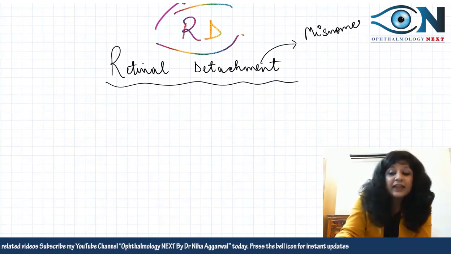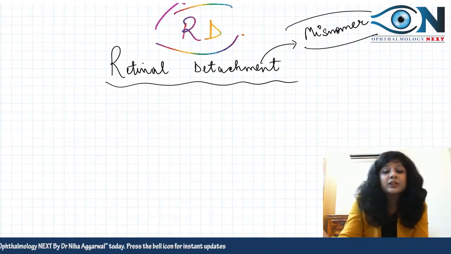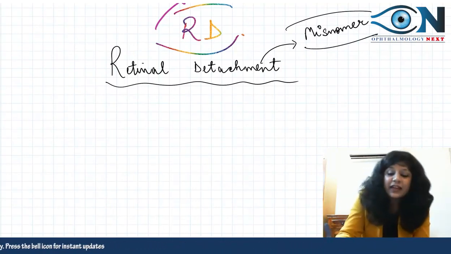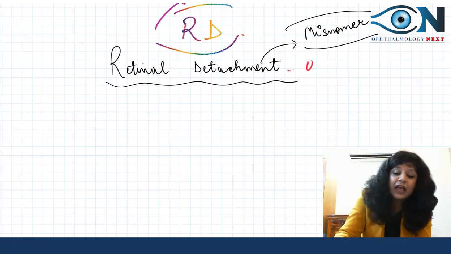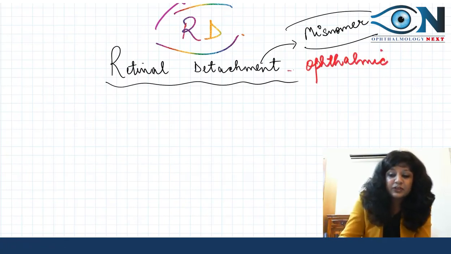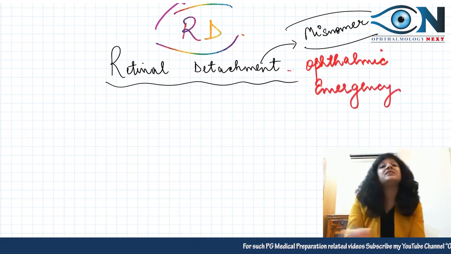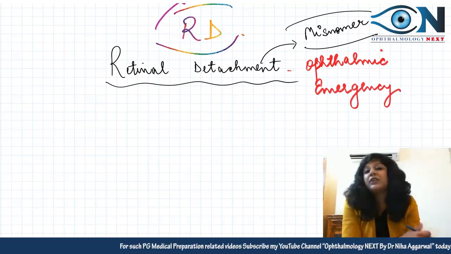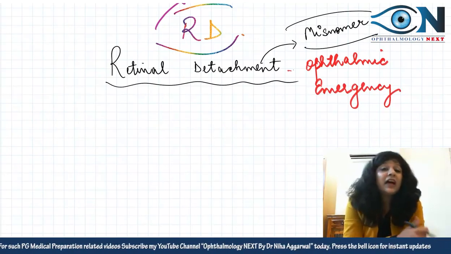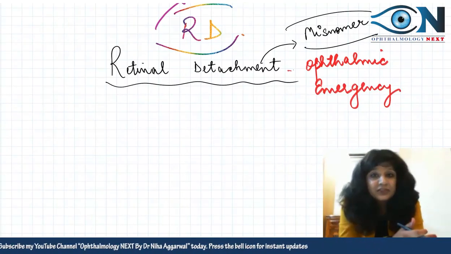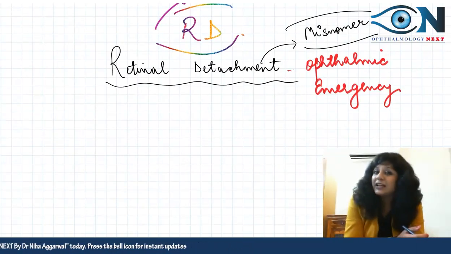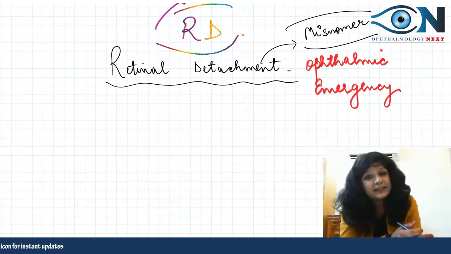And why is it important? Because it is a severe condition, an ultimate ophthalmic emergency. We don't have many ophthalmic emergencies, but as I always say, whatever emergencies there are in ophthalmology are really, really emergent. We have to work really, really fast. So retinal detachment is also an emergency.